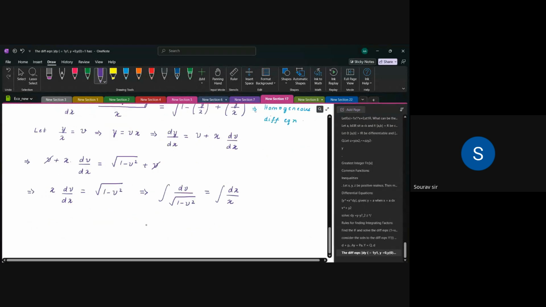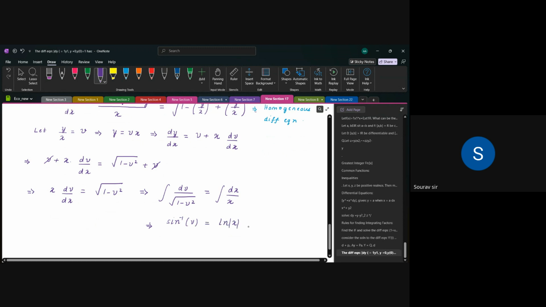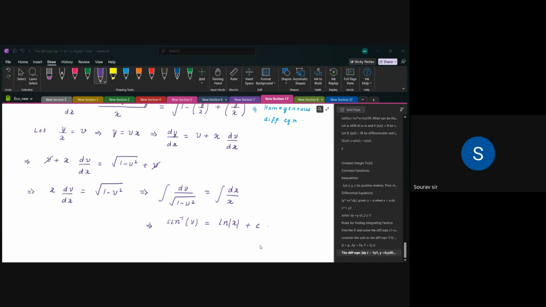So what will be this integration? Can anyone tell me? LHS will be sin inverse v and RHS will be ln x plus c. So sine inverse of v is equal to ln x plus c. Okay.